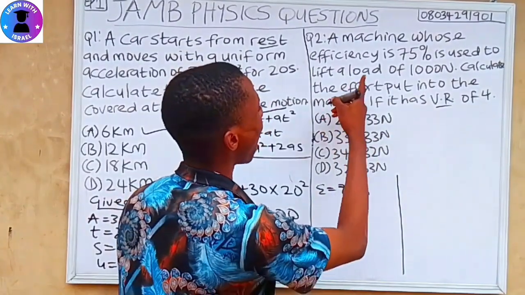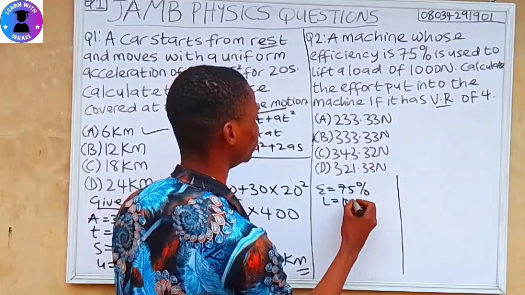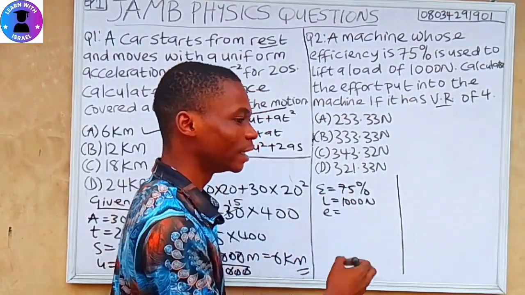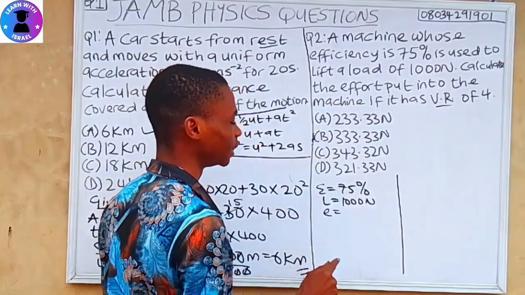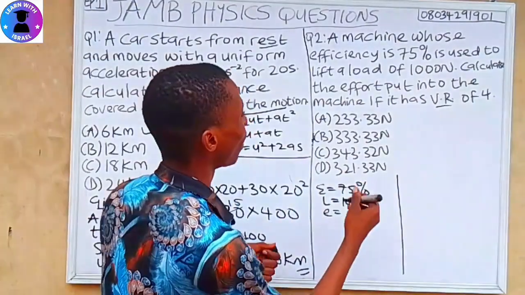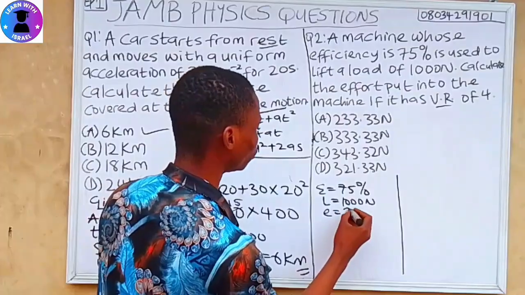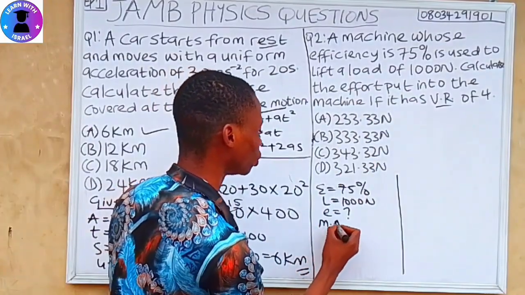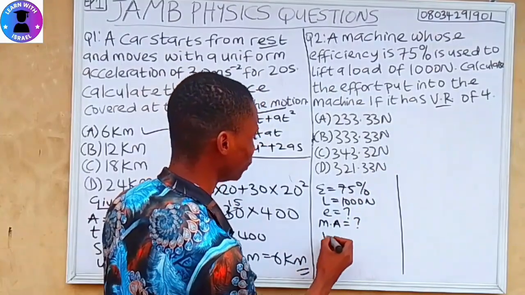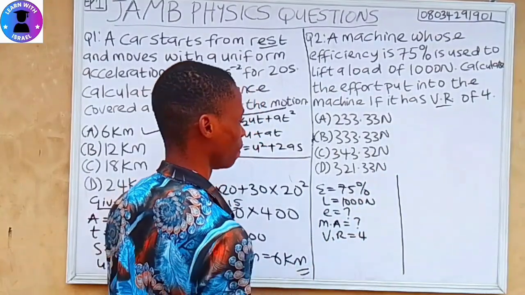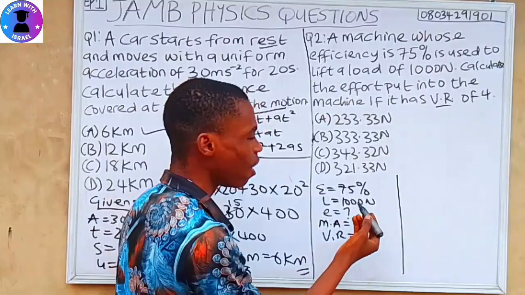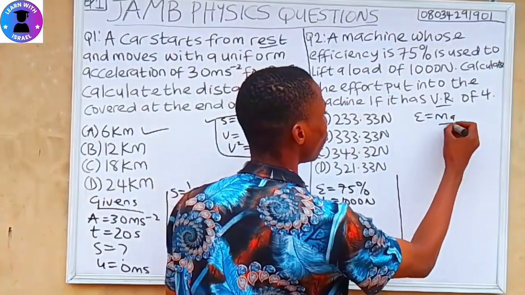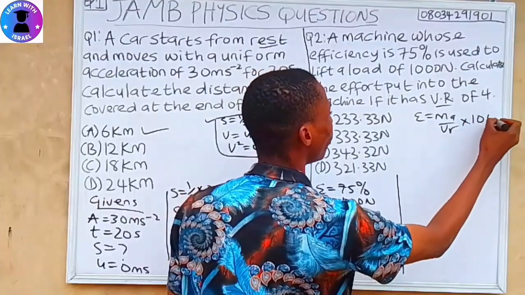What next? Our load is 1000 Newton. Our effort is the small e. So the big E, the E in capital letter, is the efficiency, while the small e is the effort. Our e is unknown. We are told to calculate our e. Our mechanical advantage is also unknown. Our VR, which is velocity ratio, is 4. So the formula for efficiency is MA over VR multiplied by 100.